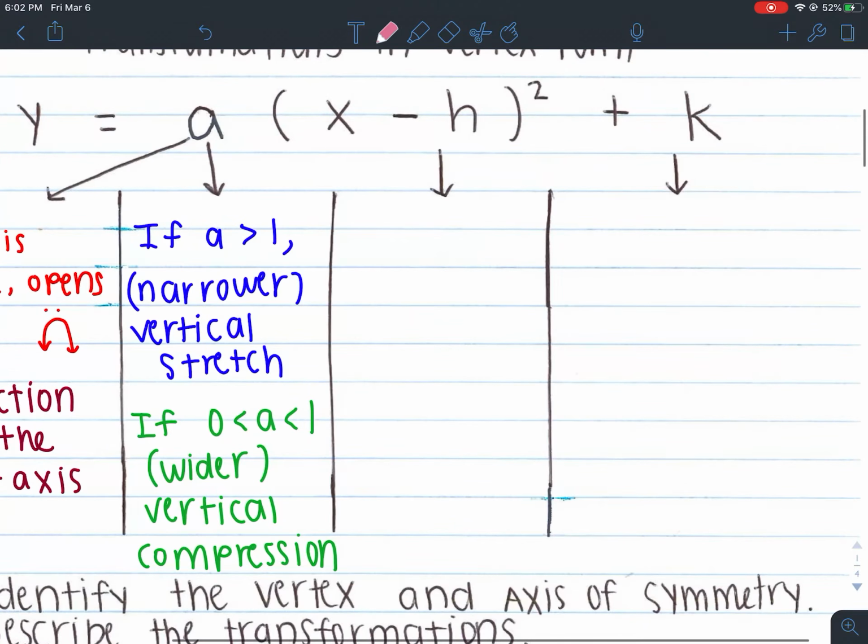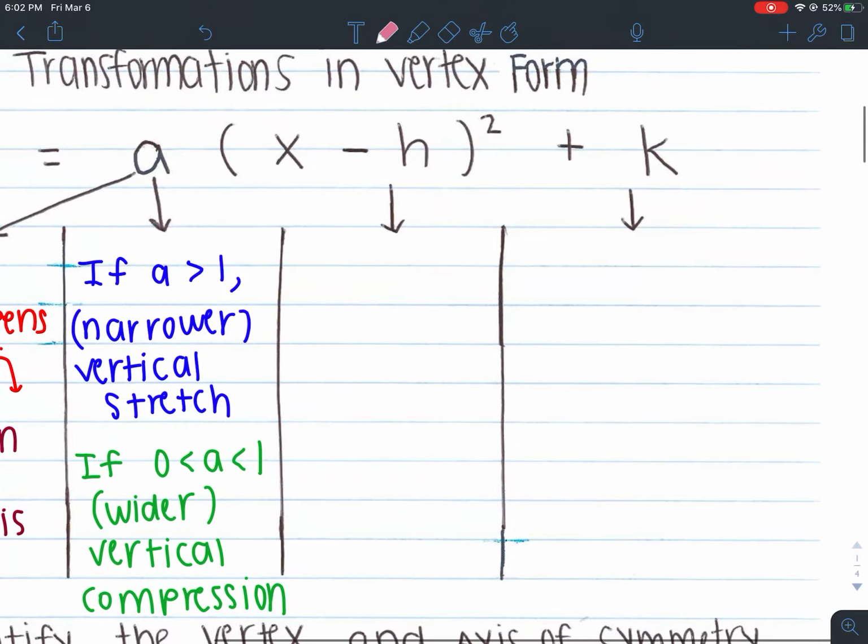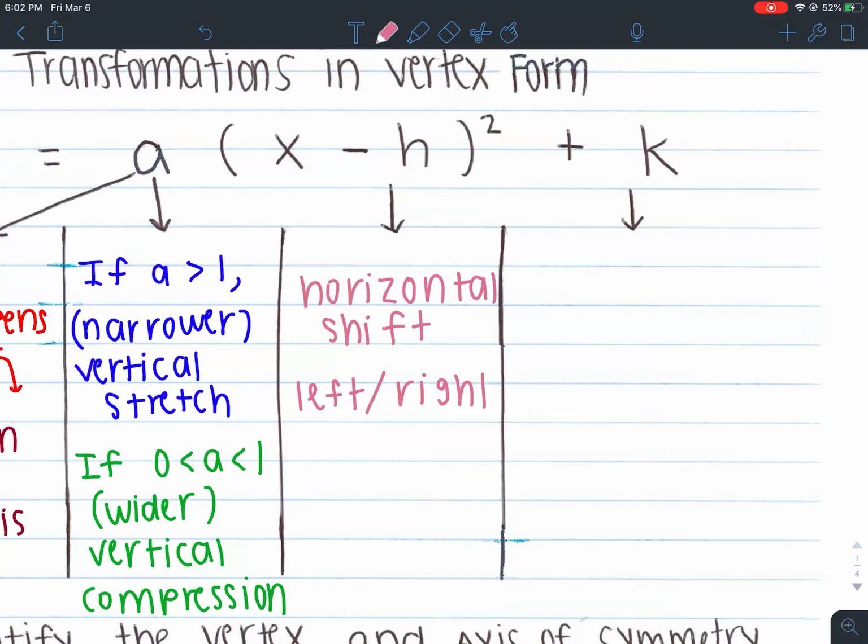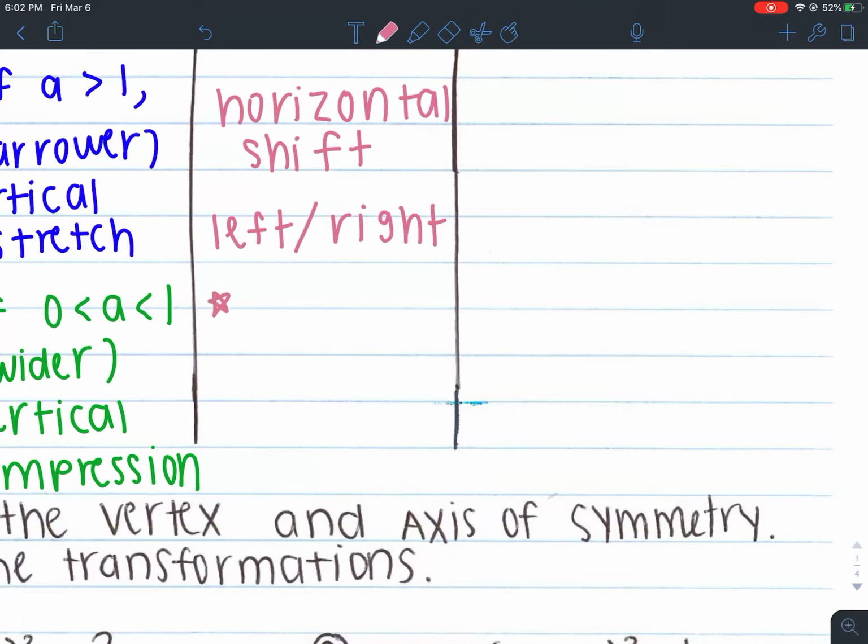Okay, moving on to the easier ones, which are H and K. Now here, I'm inside the parentheses, right? Inside the parentheses is going to be a horizontal shift. Now, which directions are horizontal? Well, that's left and right. So this is going to be either in the left direction or the right direction. So just like I showed you in the beginning of the notes, if I'm inside the parentheses, I'm going to either go to the left or go to the right. But the thing you have to remember about this is that it's opposite signs. It's opposite of what you think it is, right?